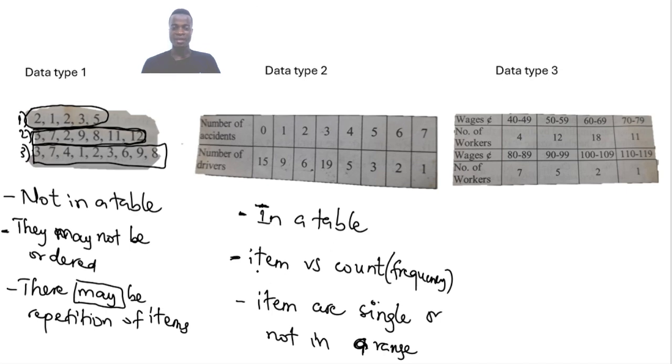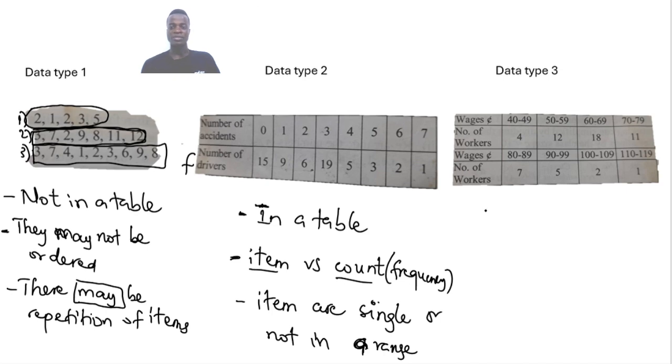So we have item against count. The count is what we call the frequency. So basically, down here is the frequency. Frequency, we said in the previous video, is the number of times an item appears in a particular data. Then we say the items are single. If you look at the items, we have 0, 1, 2, 3, 4 before we put the count against them. Now let's go to data type 3.